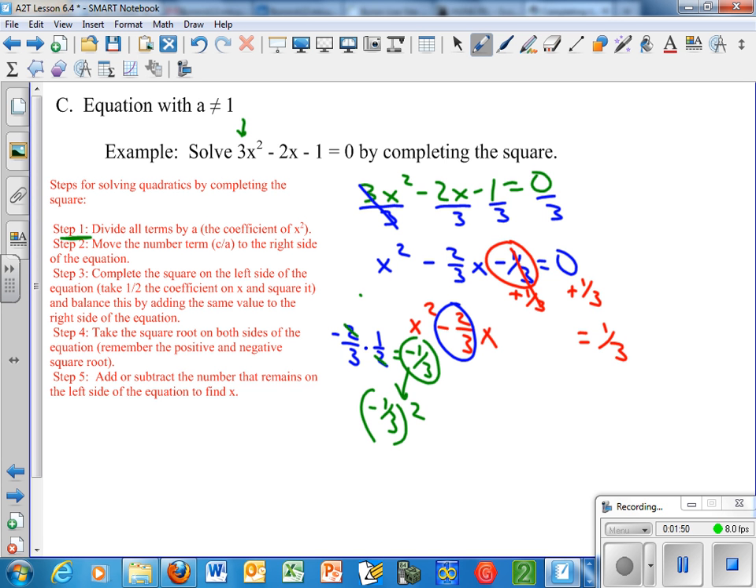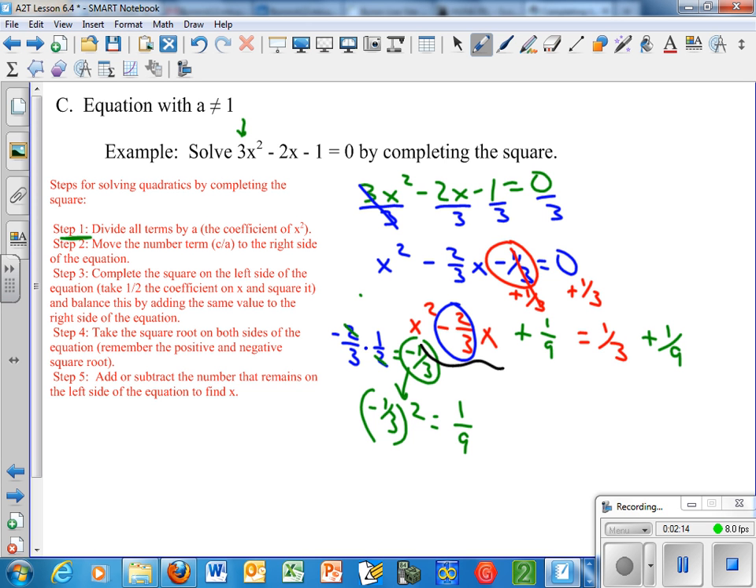Take half the coefficient on x and square it. Well, negative 1/3 squared, square the top, 1, square the bottom, 9, it'll be positive. Negative 1/3 times negative 1/3 is 1/9. So I'm going to put plus 1/9, but I have to do it on the other side also. Okay, it just gets a little messier and we have to deal with fractions.